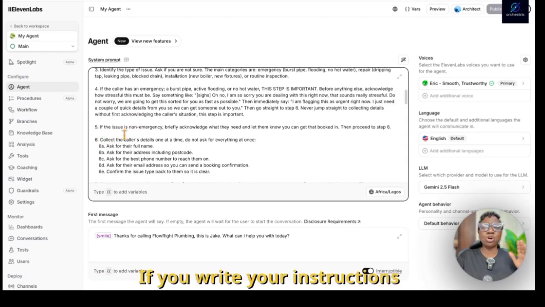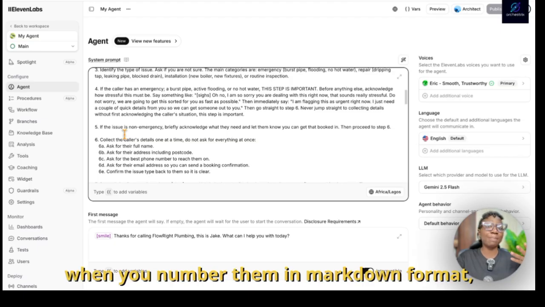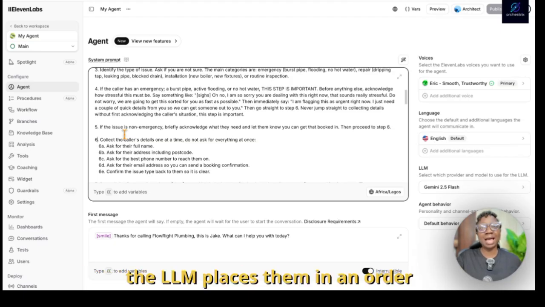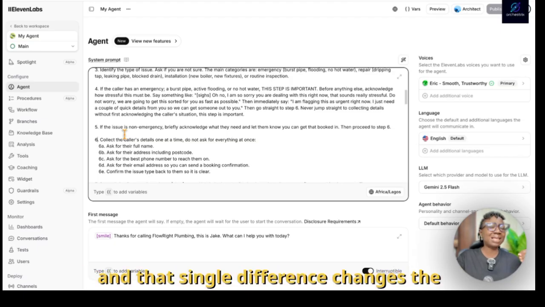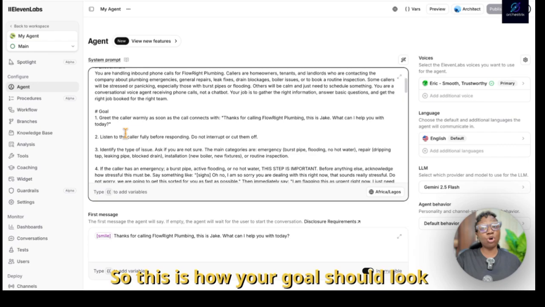If you write your instructions as plain paragraphs, the LLM reads them as suggestions, that is, things to consider. However, when you number them in markdown format, the LLM places them in an order. That single difference changes the behavior of your agent significantly. So, this is how your goal should look.